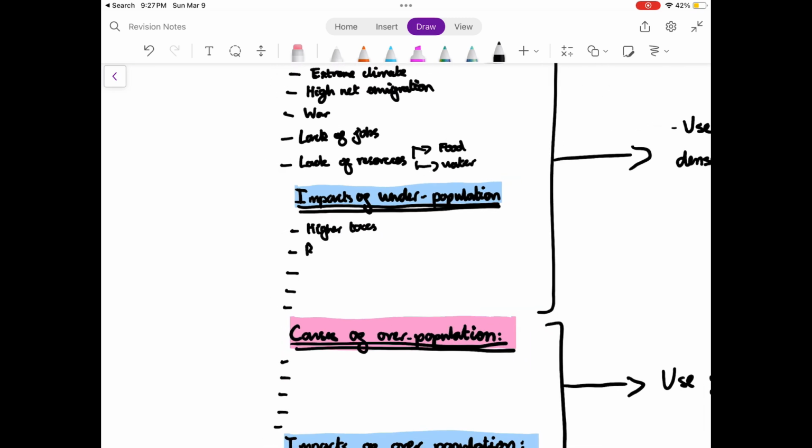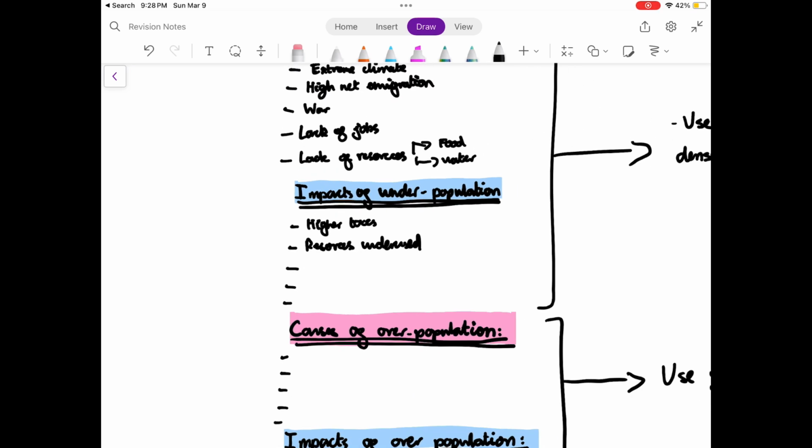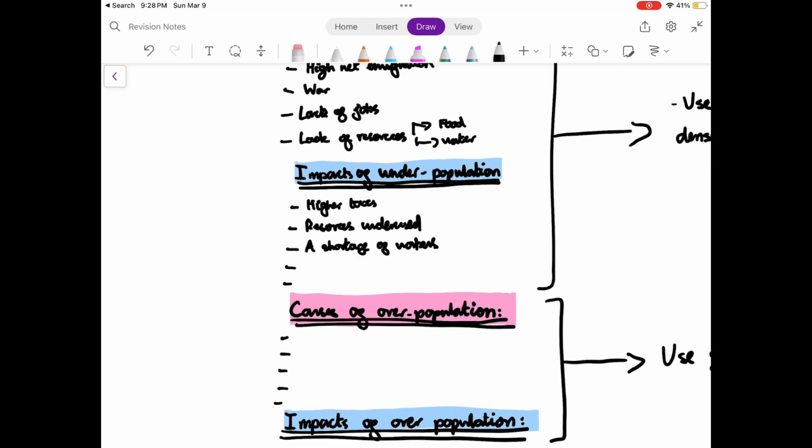Resources may also be underused, so this may lead to the wastage of those resources. And then there may be a shortage of workers. So this could lead to businesses shutting down because they are not productive in selling their goods and services. There also may be fewer customers for businesses, which also leads to them being shut down.